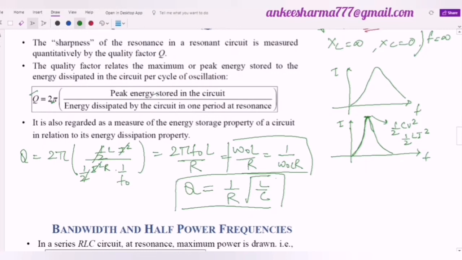So we will find various numericals on the quality factor, and depending upon the values given to us, we can make use of any of the formulas. This quality factor is nothing but telling us the sharpness of the resonance in the resonant circuit, which tells us about the quality of that circuit. The more sharp the peak, the more the quality factor and the better the circuit.